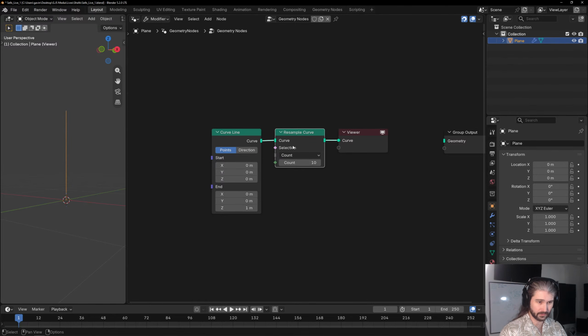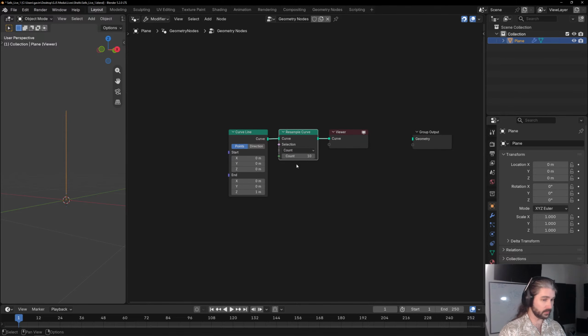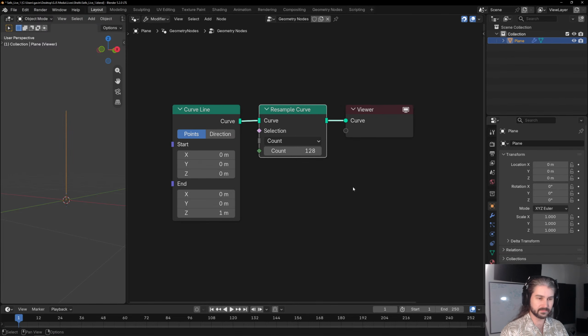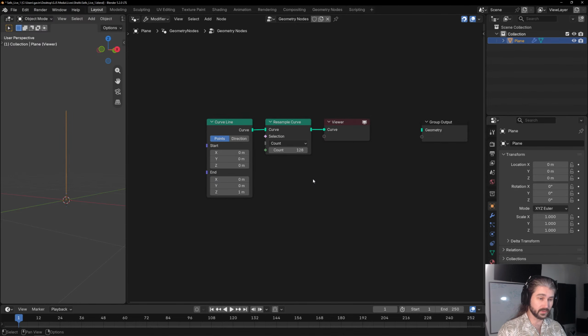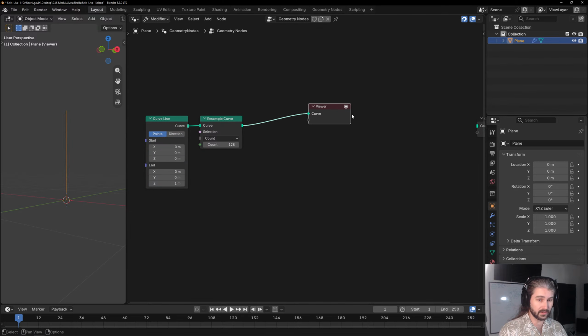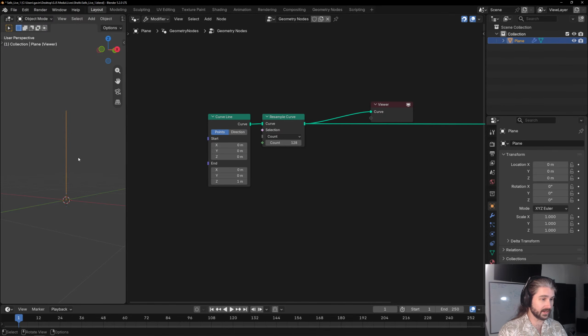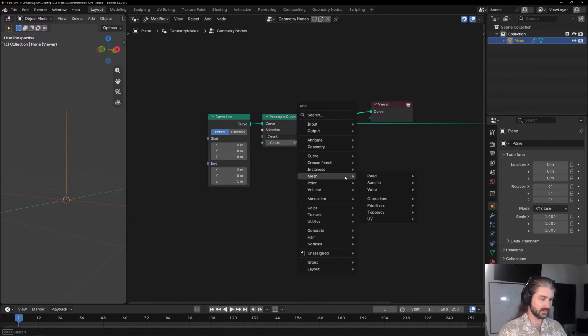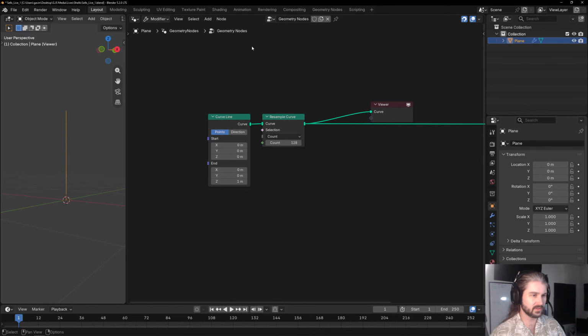But the first thing we need to do is resample our curve. That's incredibly important. I'm going to leave this on count and just bump it up to something decently large, like 128. Adjust the resolution as need be, of course, but that should be enough to get us going. Now, the first thing we need to do is convert this line into polar coordinates. In order to do that, we're going to do a little bit of sine and cosine. You know, the general equation for a circle, or at least one of them, right?